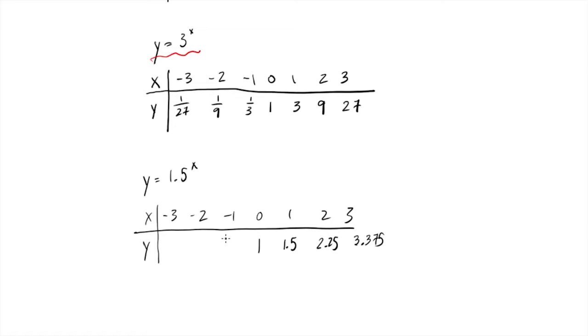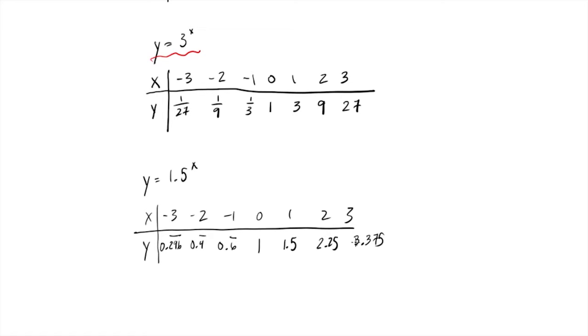Then going to the -1, see how these values start to decrease. 1.5 to the -1 would be 0.6 repeating. To the -2, 0.4 repeating. And to the -3, 0.296 repeating. So in all of these cases, we see the values continue to decrease when x is negative and increase when x is positive.